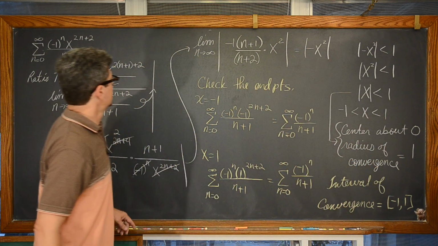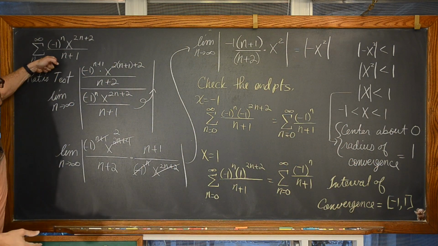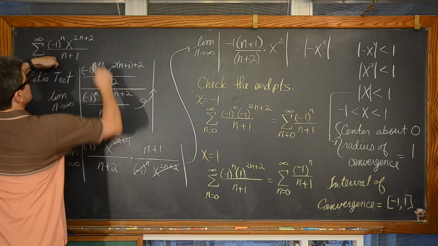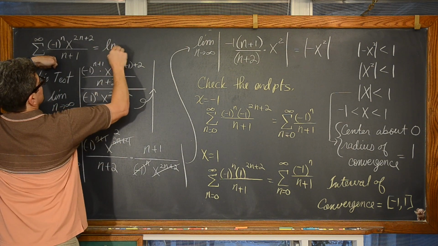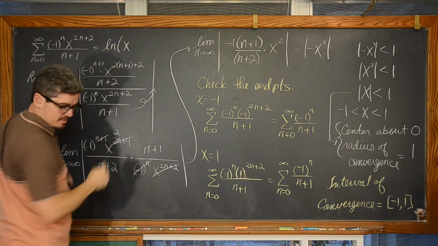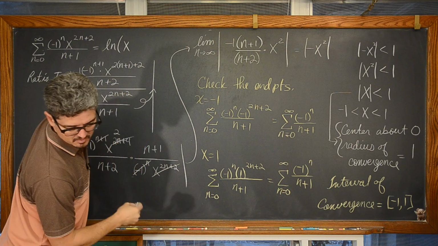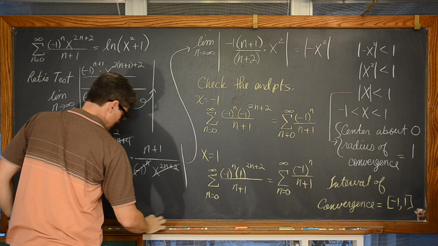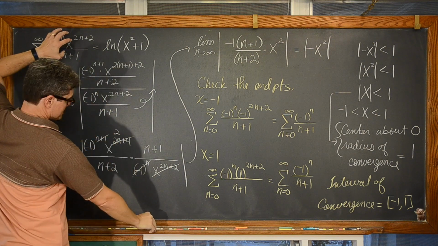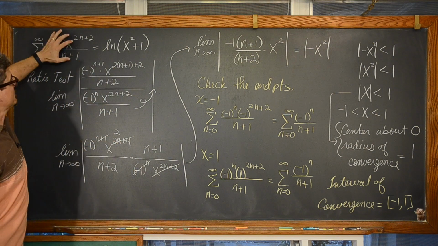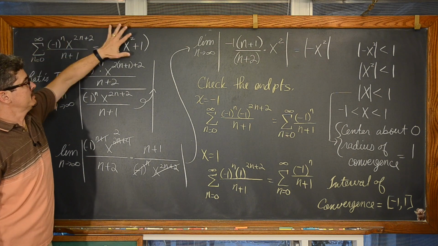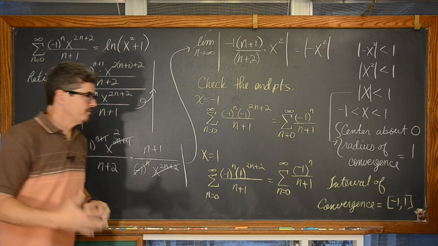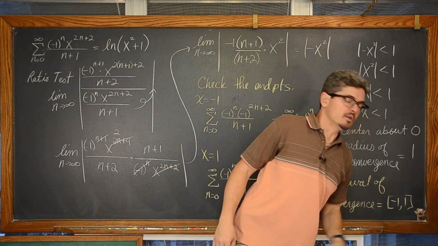So this power series does represent the natural log of x, what was it again? x squared plus 1. This power series centered about 0 will represent this function on the closed interval from negative 1 to 1.